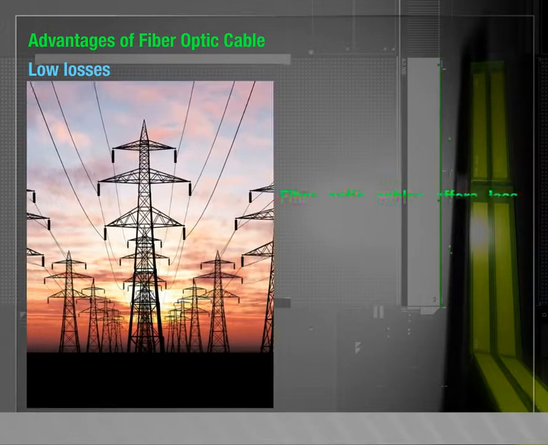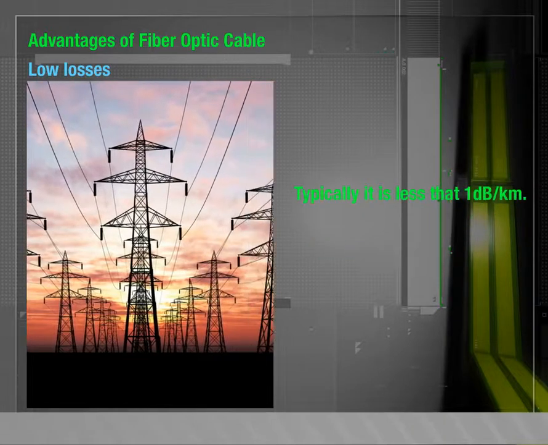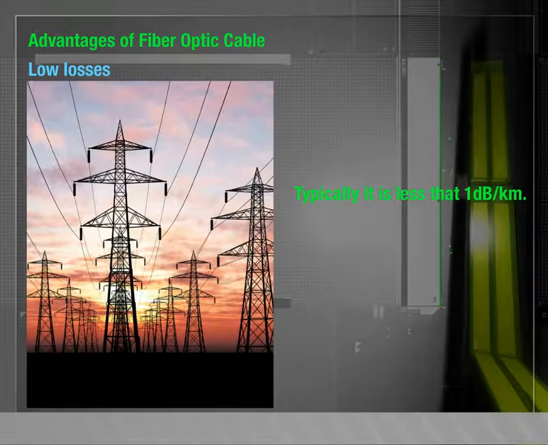Low losses. Fiber optic cables offer less signal attenuation over long distances. Typically, it is less than 1 decibel per kilometer.